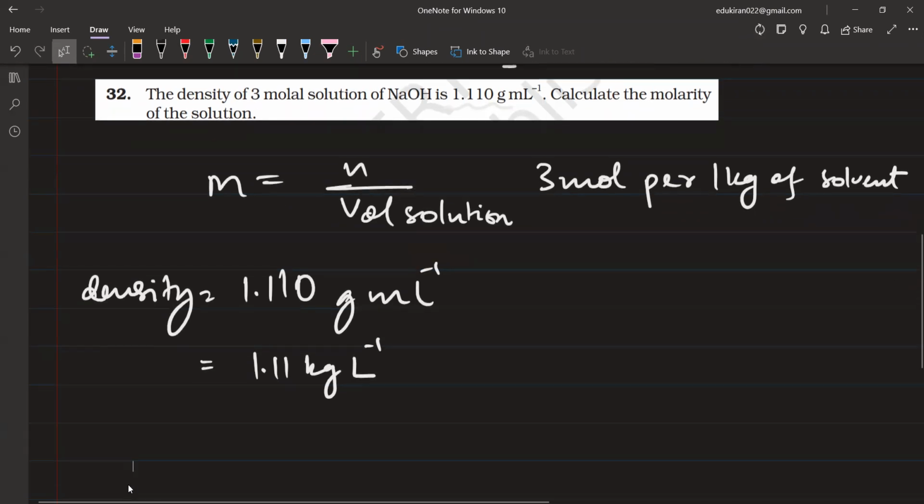Okay. For 1 kg of solvent. Then we have volume of solution.